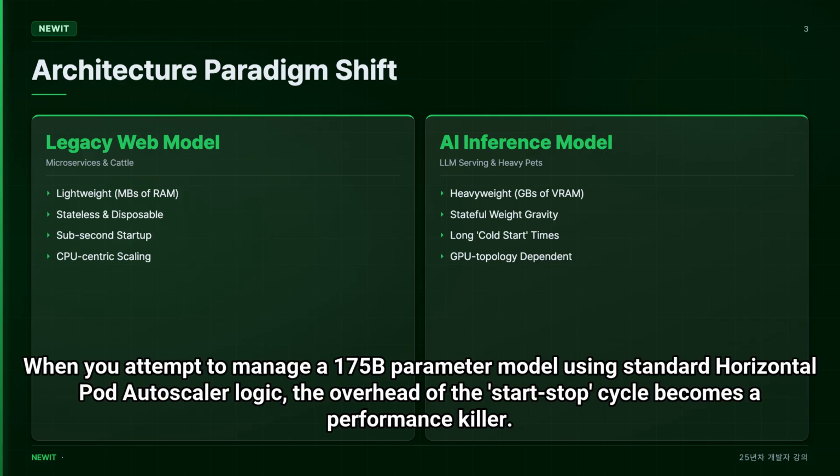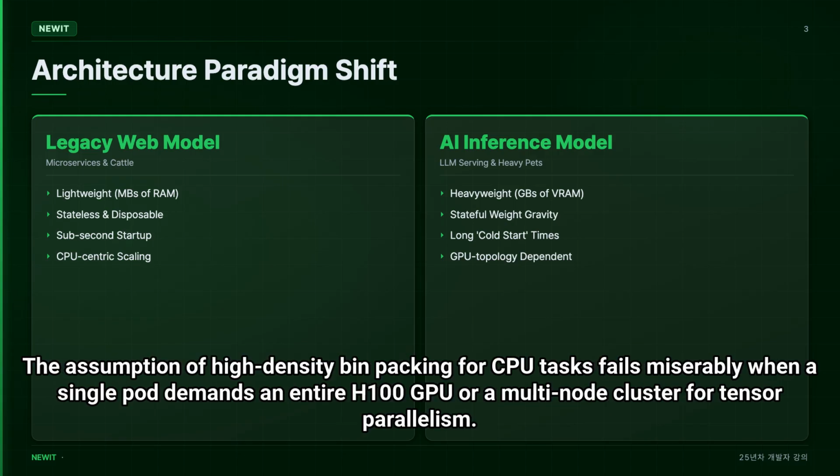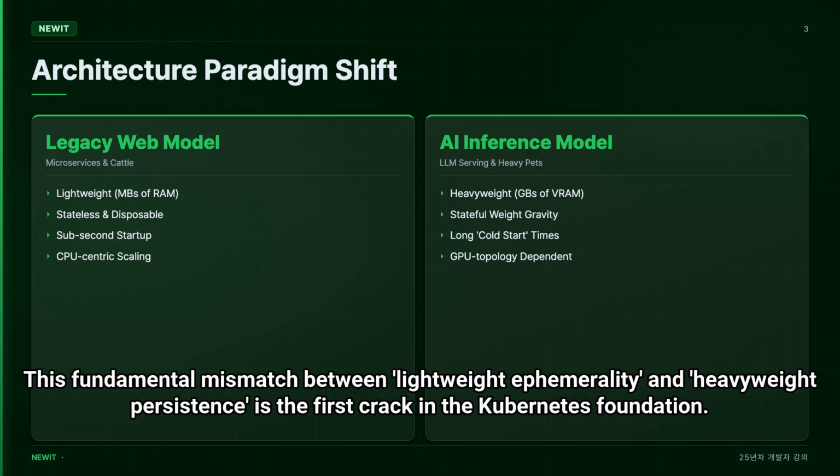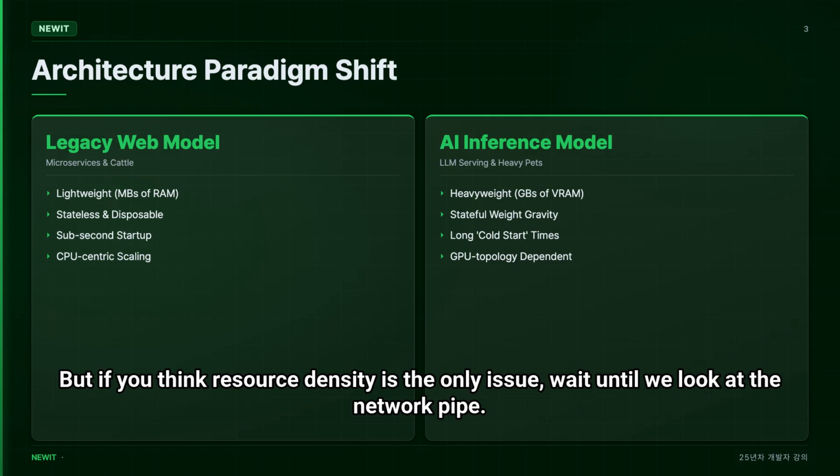When you attempt to manage a 175B parameter model using standard horizontal pod autoscaler logic, the overhead of the start-stop cycle becomes a performance killer. The assumption of high-density bin packing for CPU tasks fails miserably when a single pod demands an entire H100 GPU or a multi-node cluster for tensor parallelism. This fundamental mismatch between lightweight ephemerality and heavyweight persistence is the first crack in the Kubernetes foundation. But if you think resource density is the only issue, wait until we look at the network pipe.